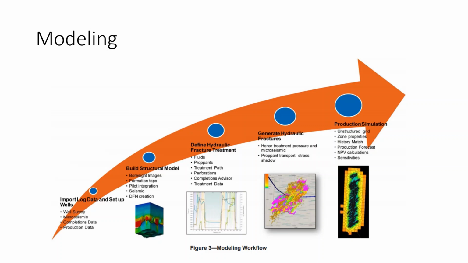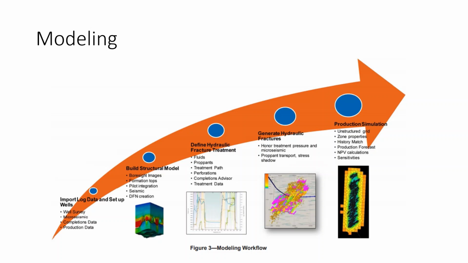You generate hydraulic fractures by honoring the treatment, microseismic, proppant transport and stress shadowing. And then you go to your production simulation where you use your unstructured grid, you input your zone properties, you get a proper history match and production forecast, you get your NPV calculations for your drawdown optimization, and then you run sensitivities.